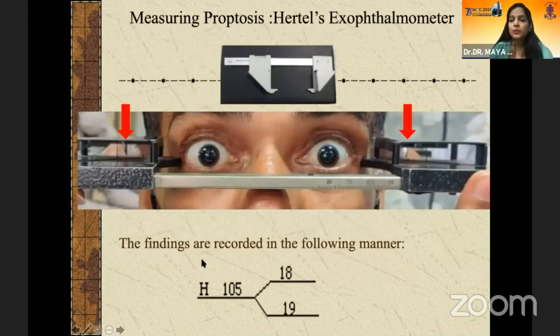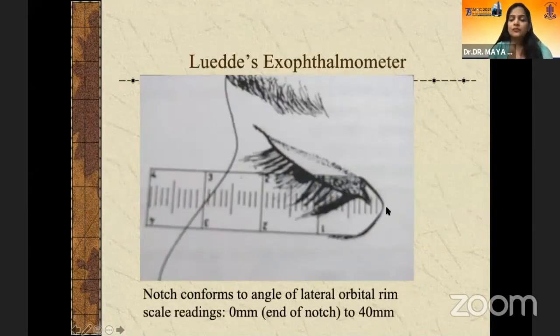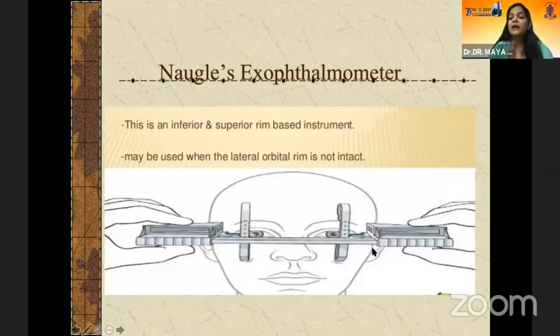And how to measure the proptosis? The most common method is the Hertel's exophthalmometer. So you put the Hertel's exophthalmometer on the lateral orbital rim and measure the distance from here to the apex of cornea, and always keep the base constant for subsequent reading for comparison. Other exophthalmometers you should be aware of are Luedde's exophthalmometer, where the notch is placed on the lateral orbital rim. If the lateral orbital rim is not intact, you must know about Nagle's exophthalmometer, which can be placed over the superior and inferior rim.